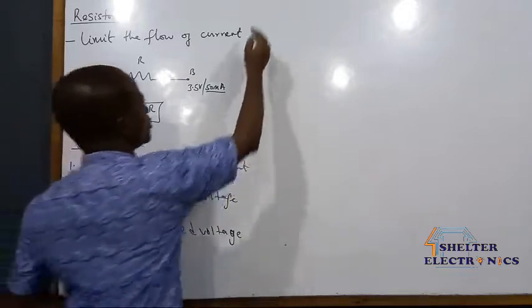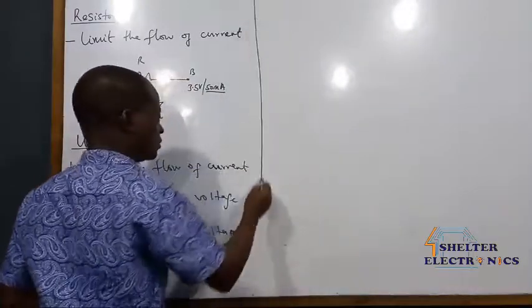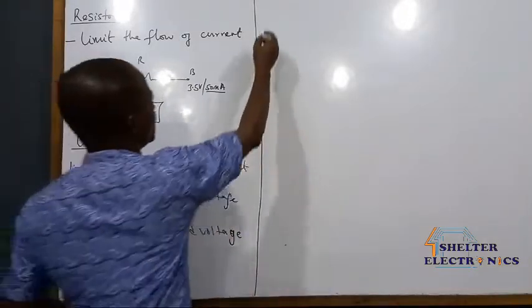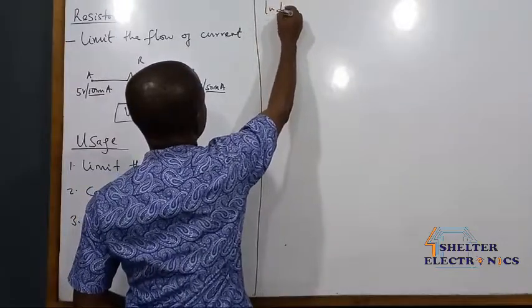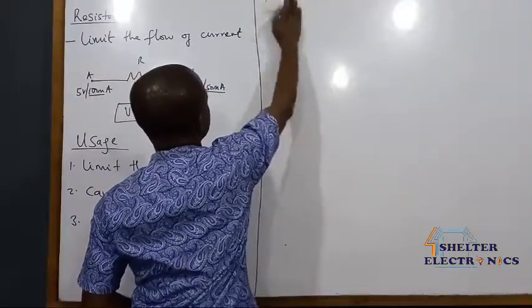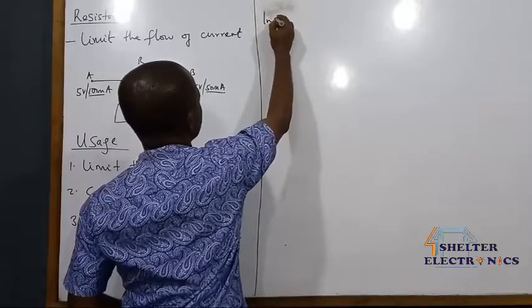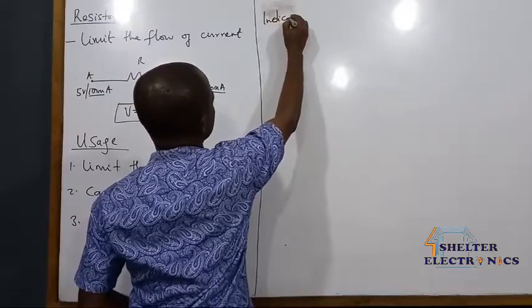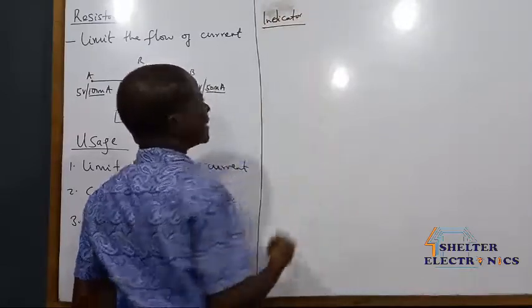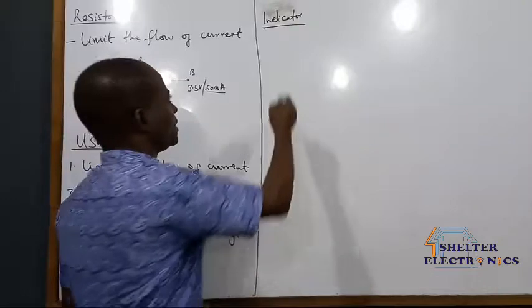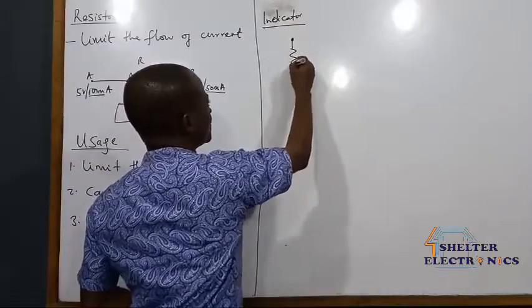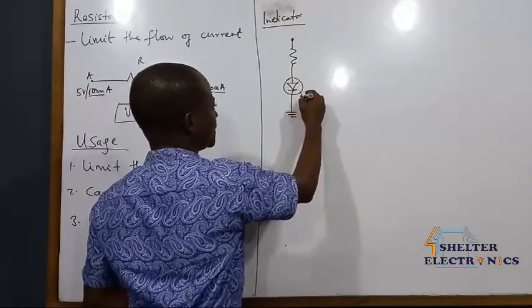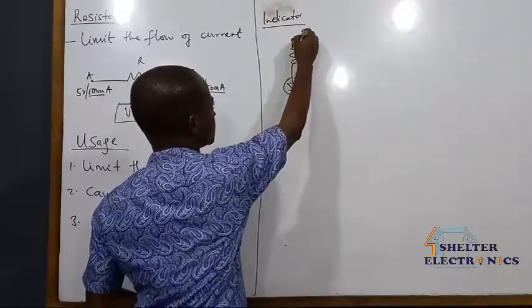A good example to illustrate the usage of a resistor is in an indicator module. When you turn on any electronic circuit or electronic device, there will always be a power indicator to indicate that the device is powered on. Such indicators are implemented using light emitting diodes. The light emitting diode will emit light once there is power supplied.